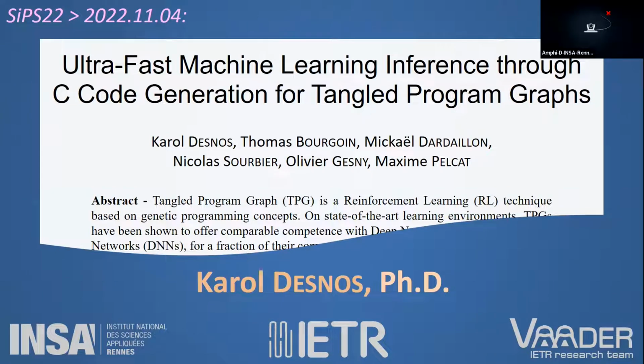I'm Karol Desnos, and today I'm going to present a collaborative work with several PhD students, master students, and several colleagues. And the work is entitled Ultra-Fast Machine Learning Inference through C Code Generation for Tangled Program Graph. So not deep learning. So what are we talking about?